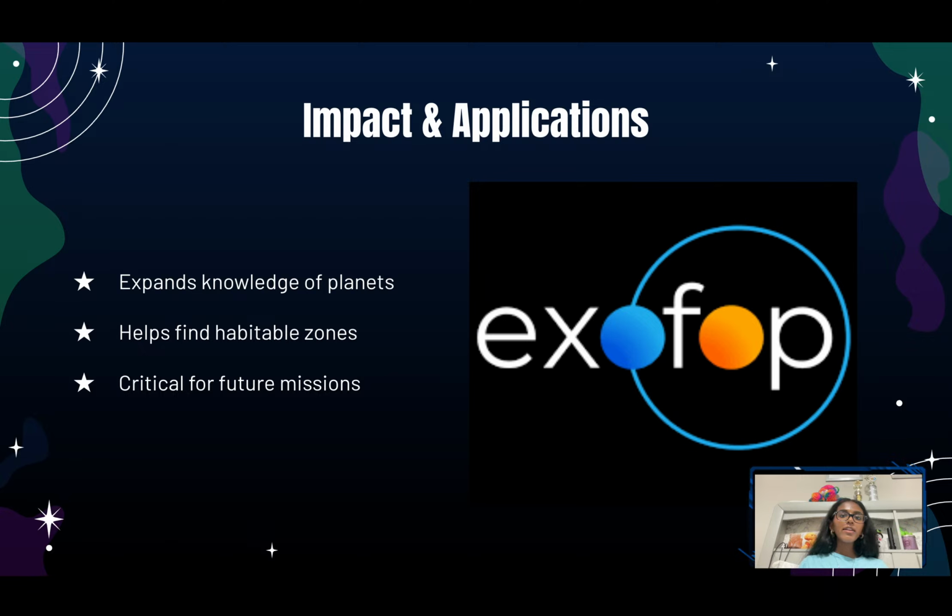So, what are the impacts and applications of this process? Well, TESS has discovered thousands of potential exoplanets known as TOIs, or TESS objects of interest. And a lot of these planets and the planets detected have completely changed the way that we've studied our solar system. It really helps us understand what kind of planets exist and where they form.